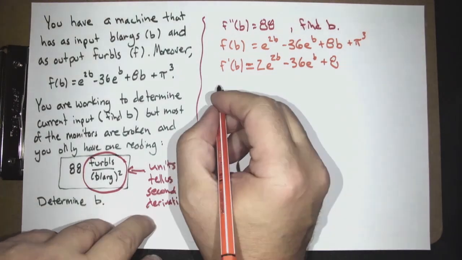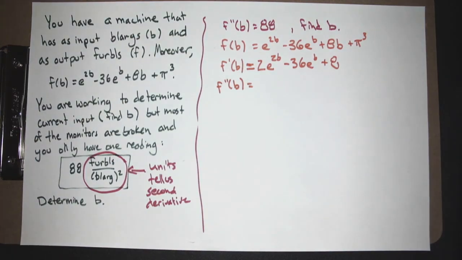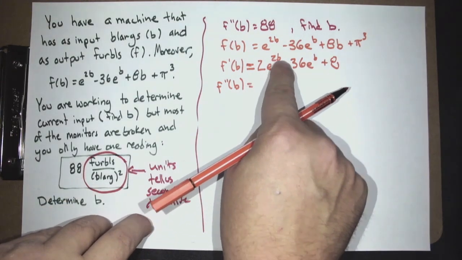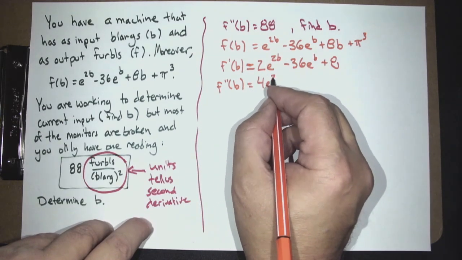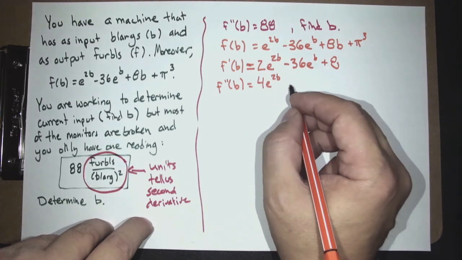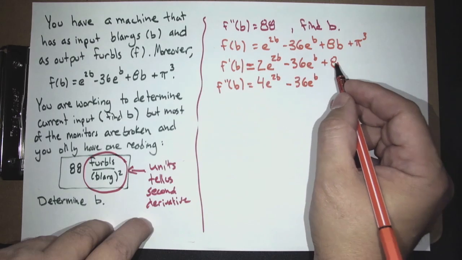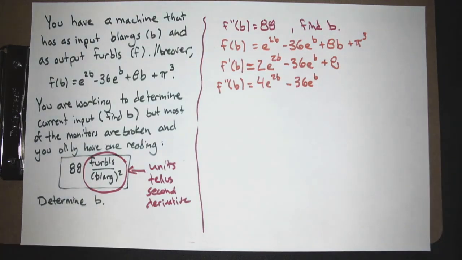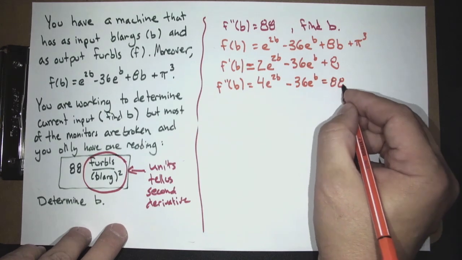Okay, so second derivative, f double prime. Yeah, so the 2 stays there, and then we're going to get another 2 coming down. So 4e to the 2b. And then the derivative of e to the b, still e to the b. The 36 is a constant, just comes along. And the derivative of 8? 0. So we found f double prime of b. We'll set it to 88.